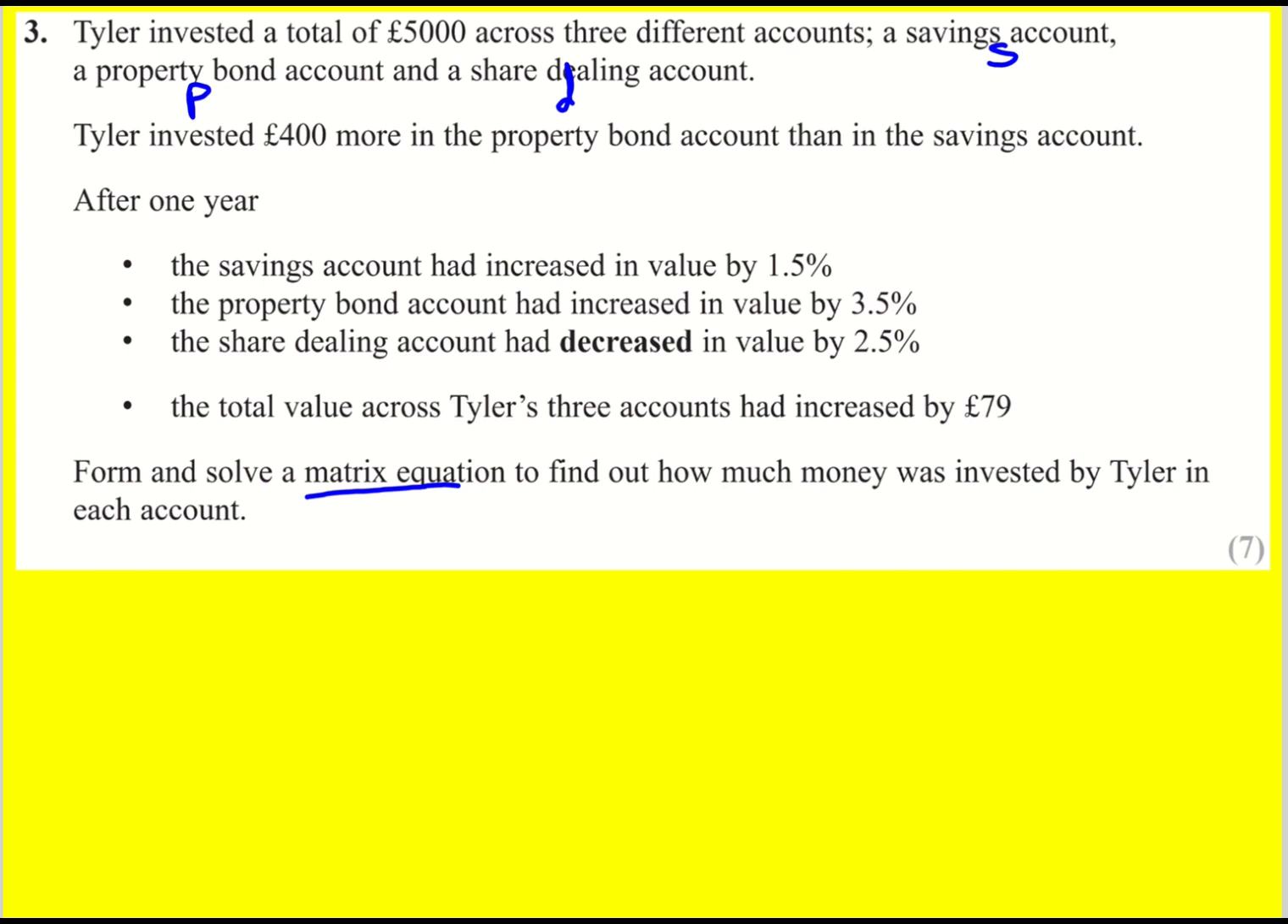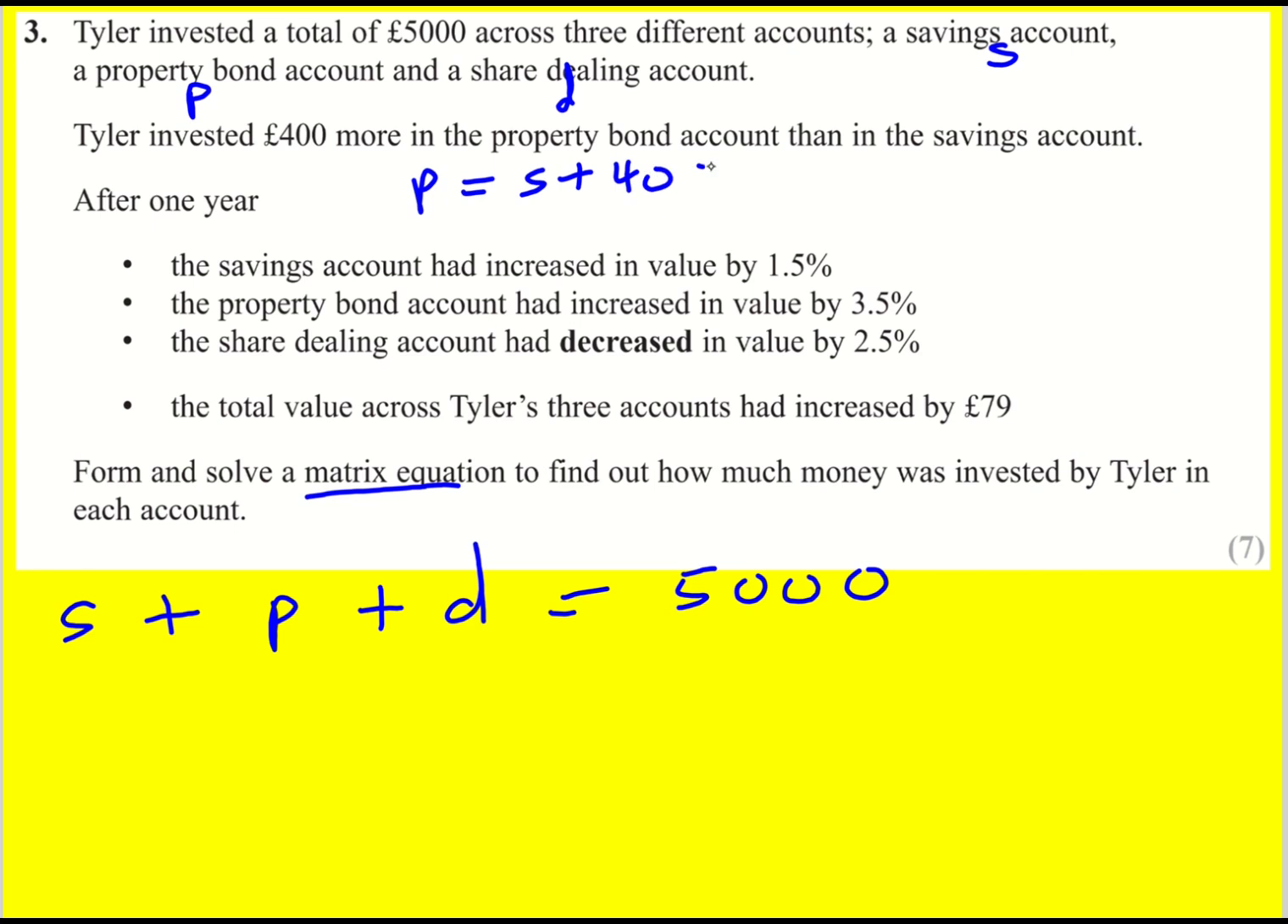And we're told that Tyler invested a total of £5,000 across these savings accounts. So I can create an equation. It must be that the sum of S, P, and D is equal to 5,000. Then we're also told that Tyler invested 400 more in the property bond account than the savings account. So that means that P must equal S plus 400. But we're trying to form a matrix equation here, so I'm going to rewrite it so it's P minus S, or minus S plus P. No D involved there, and that's going to equal 400.